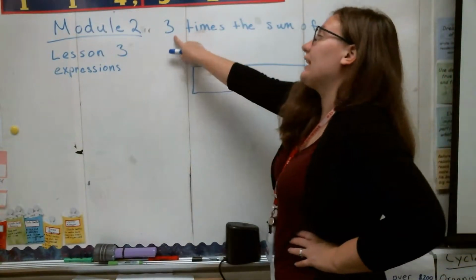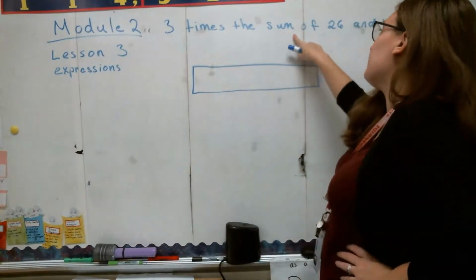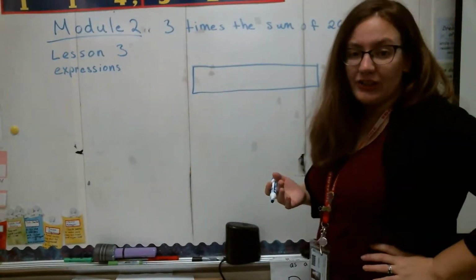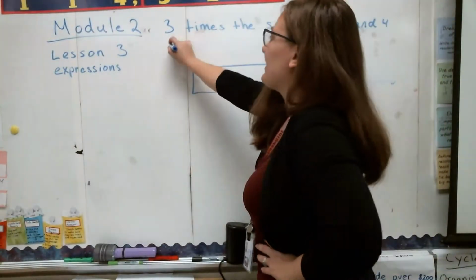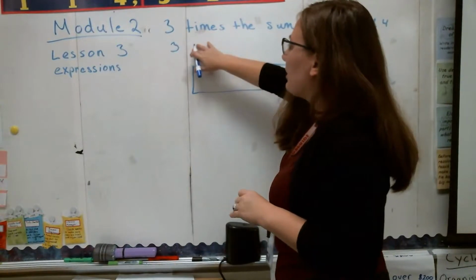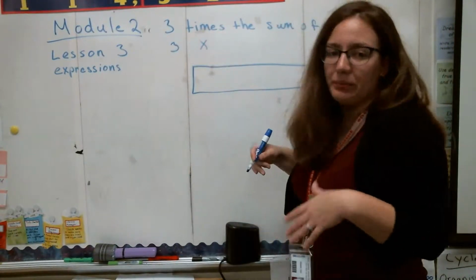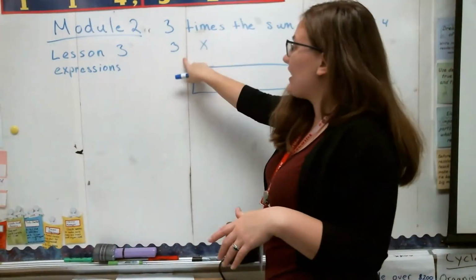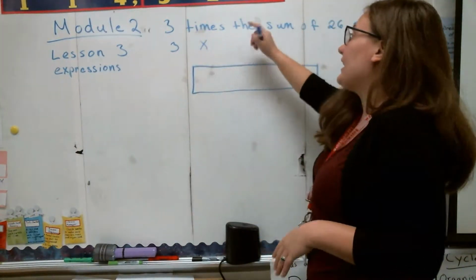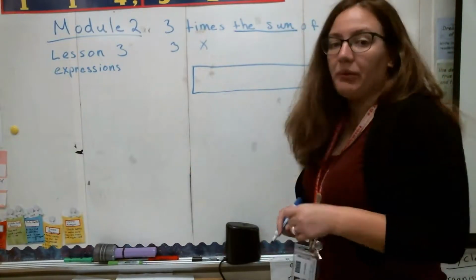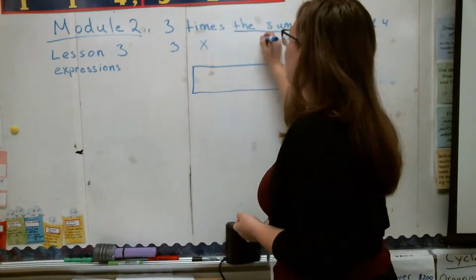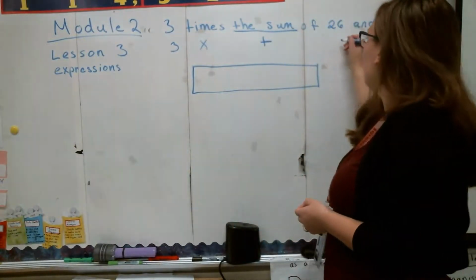What I'm going to do is read this expression out, and it says 3 times the sum of 26 and 4. Something I could do to help myself out is rewrite this using the words and the numbers, creating a problem out of it. So I see 3 times, so I'll just rewrite it as 3 with a multiplication symbol. Then I see the word the sum. And whenever I'm talking about the sum of something, I'm talking about addition. So we'll think about adding.